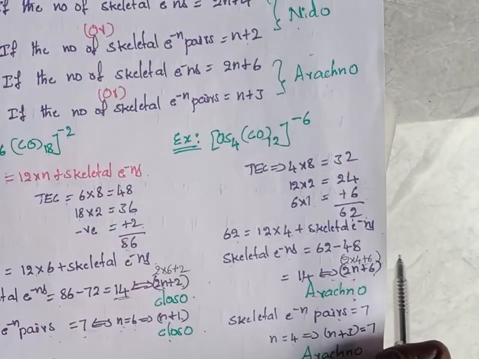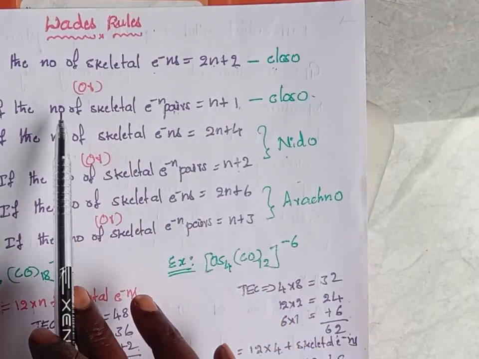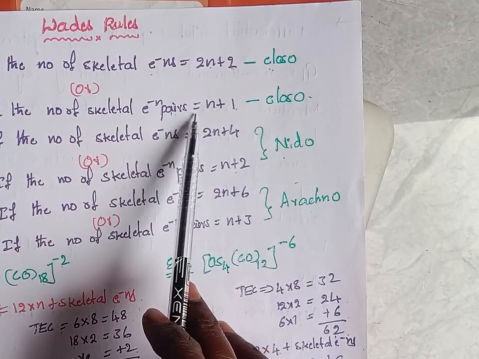So Wade's rule mainly can be considered according to skeletal electrons, or we can consider according to skeletal electron pairs.